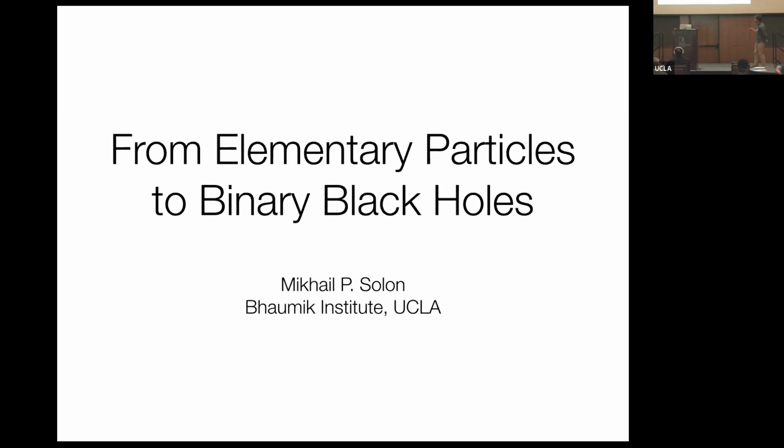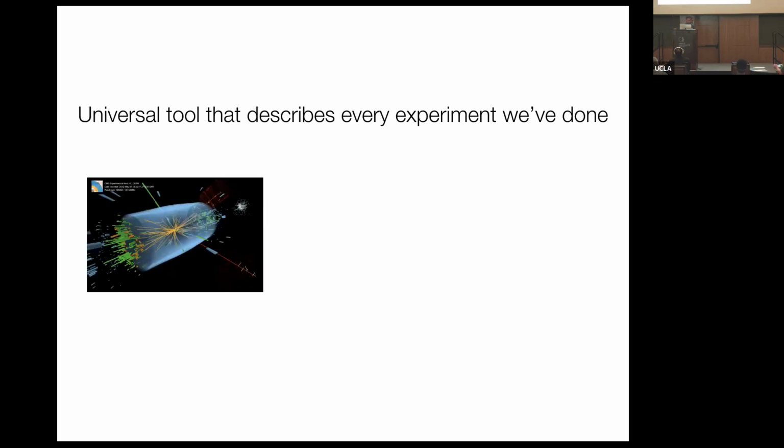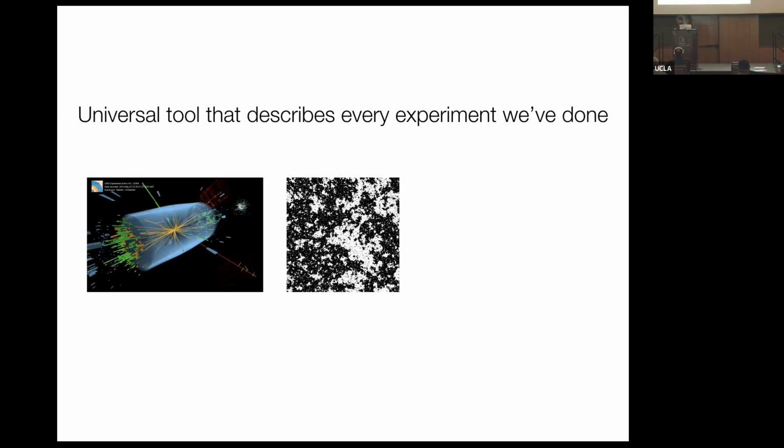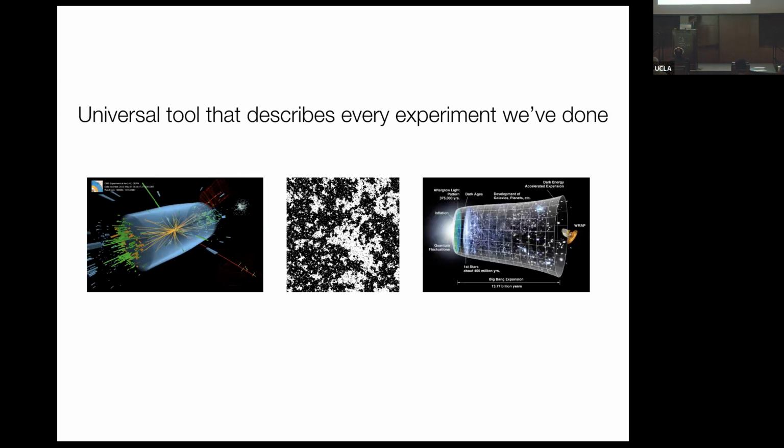And today I want to tell you about, well, if the clicker worked there. So maybe I should just stick to this. I'm going to tell you about a universal tool that we use in theoretical physics that's been remarkably successful and really describes every experiment that we've done. It describes, for example, the elementary interactions of particles that we've seen at colliders. It describes the statistics of many body systems that are undergoing phase transitions. And facets of it have been used to describe the evolution of the universe from the quantum fluctuations at the beginning all the way out to the galaxies that we see today.